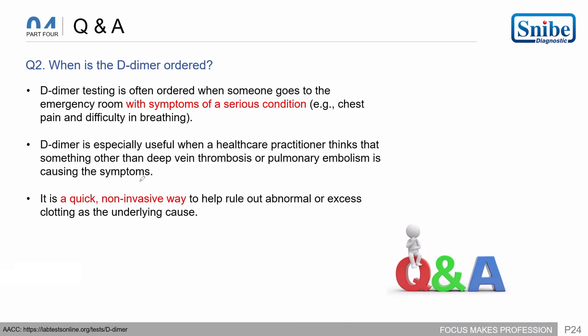So just to rule out DVT and PE, if it occurs, on the basis of the D-dimer value, it's basically a quick and non-invasive way to help find out whether abnormal or excessive clotting is the underlying cause for these clinical symptoms of chest pain and difficulty in breathing.